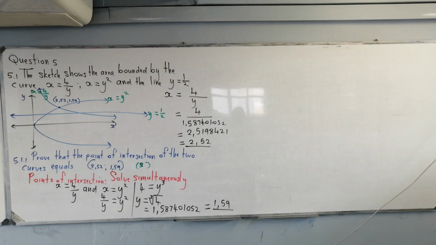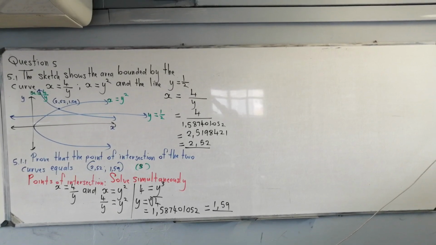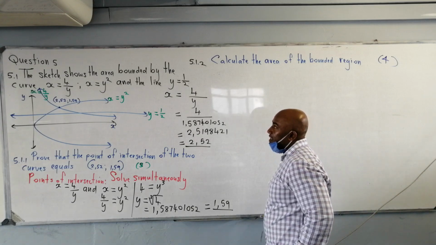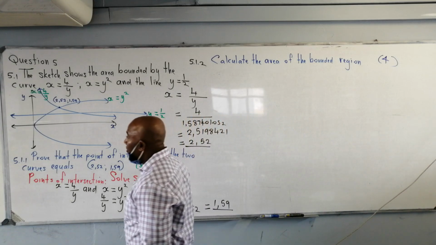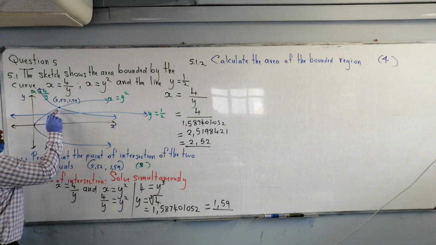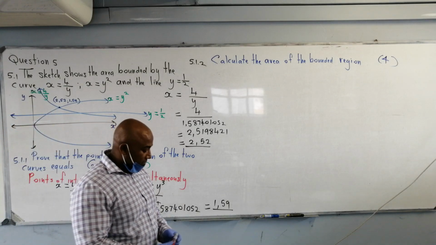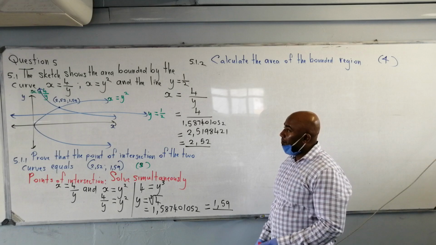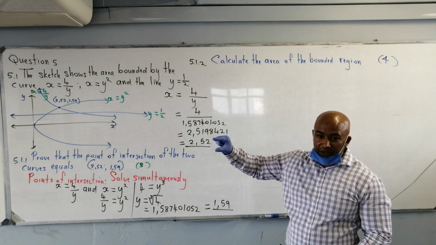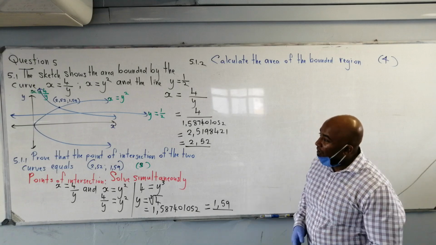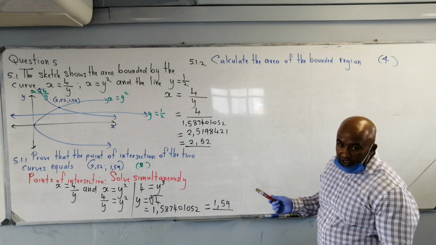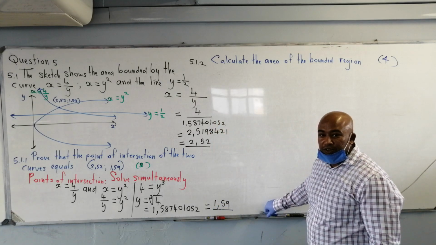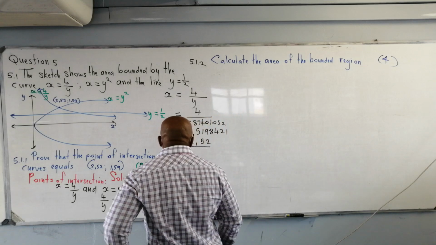Right, so next question. Calculate the area of the bounded region. That means the area bounded by all 3 curves, which is this area here. Okay, now we have a choice to use a representative element with a breadth of delta y or with a breadth of delta x. Which one will be best in this situation? It will be using a breadth of delta y. Okay, but we will do both just to make sure that you know what's happening here.